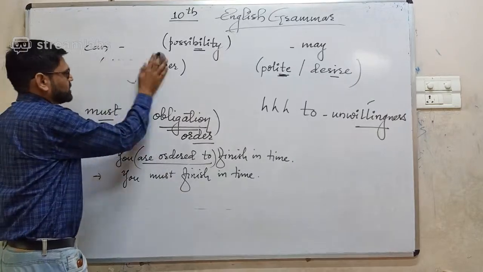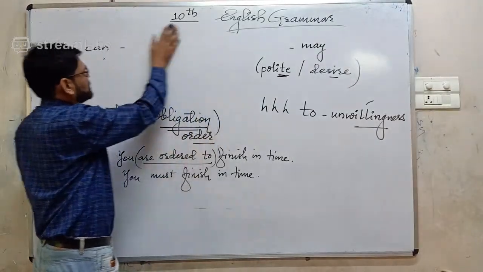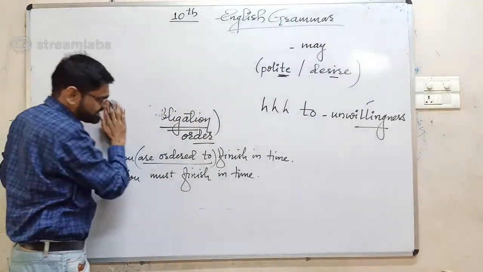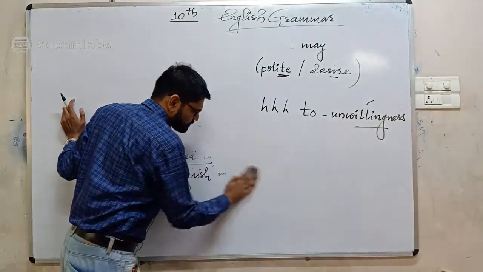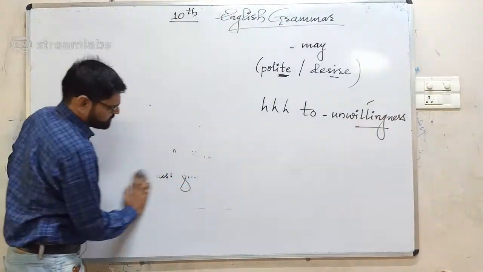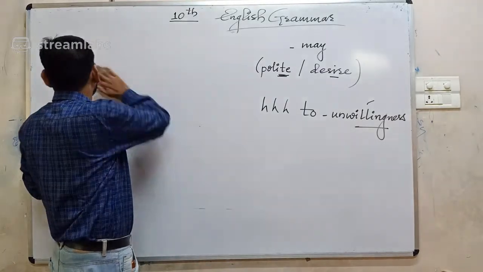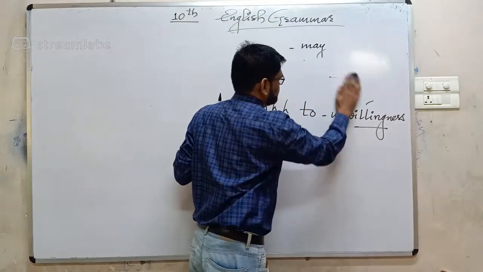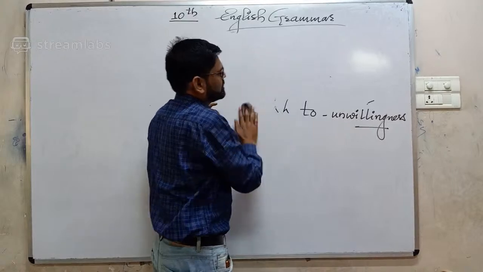Let us move to the next topic. So this was about modal auxiliaries. There are some more, definitely. We have to cover them. These are what we commonly use in language. The others are not even asked in the exam.